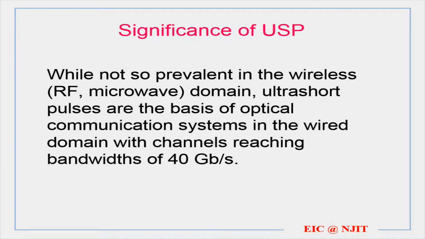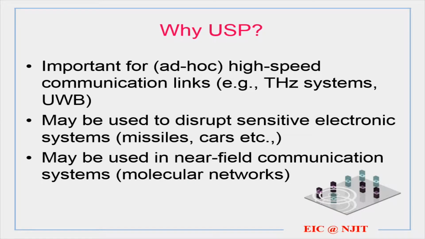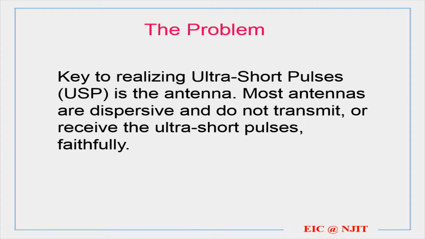Now optical systems run at the 40 gigabit bandwidth range, and so the on-off keying, ones and zeros, run with ultra-short pulses. So why ultra-short pulses? If you want to build up an ad hoc high-speed communication system in the terahertz, in the RF, in the microwave, millimeter wave, you can use the ultra-short pulses to disrupt vehicles, as the Army likes to see. You can monitor missiles. You can use it also in near-field communication system, as it's called molecular communication. So the key, again, is the antenna.